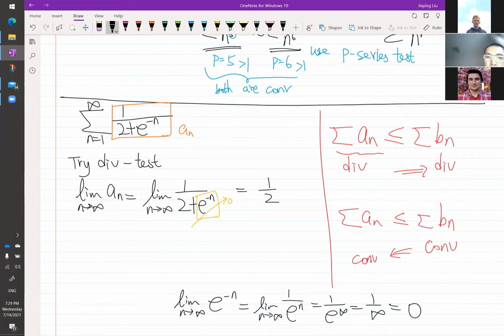And that tells you that it's not 0. And if you recall for the divergence test, you compare the limit with 0. If it's not 0, it's actually a good thing. So the limit is not 0. Therefore, the series is divergent.